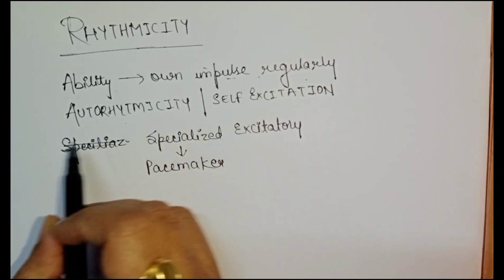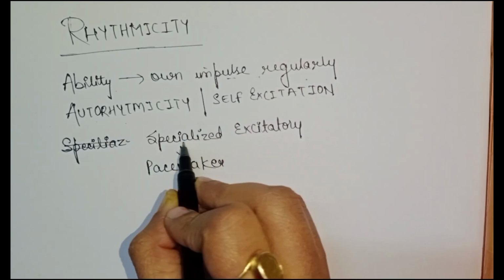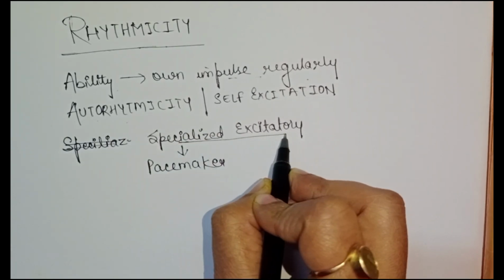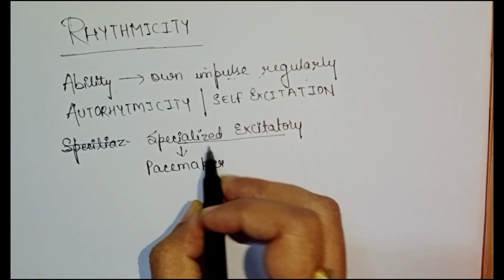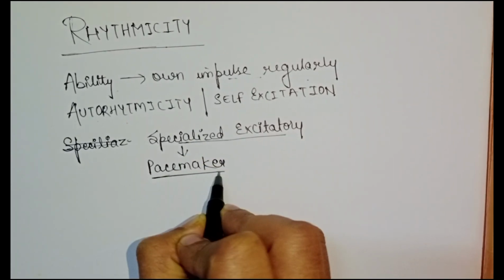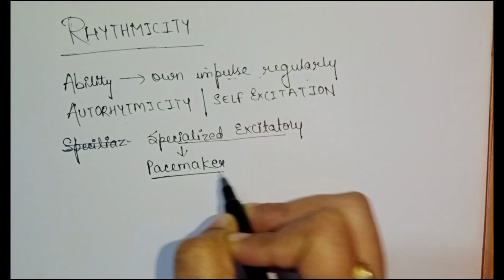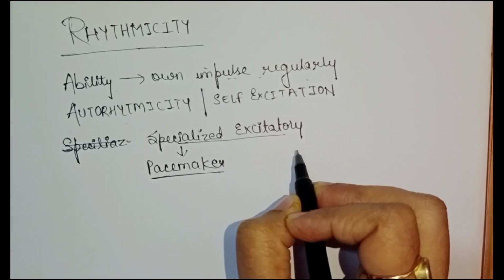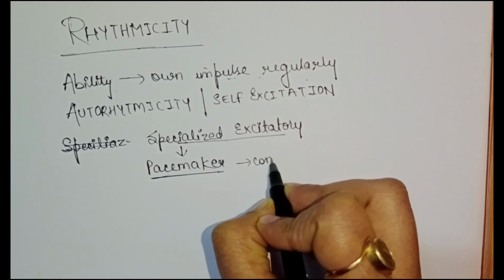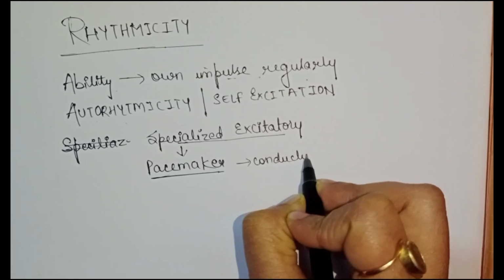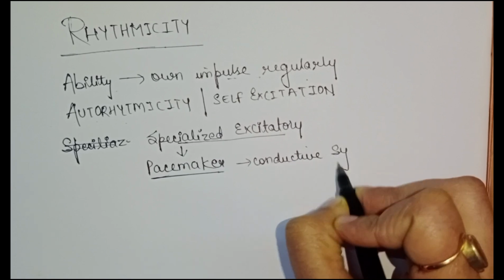So what happened? The heart has a specialized excitatory structure from which the discharge of impulse is rapid, and it is called the pacemaker. And from the pacemaker the impulse spreads to the other parts of the heart through the specialized conductive system.